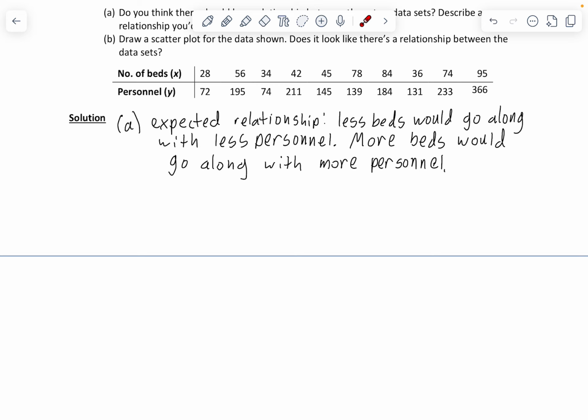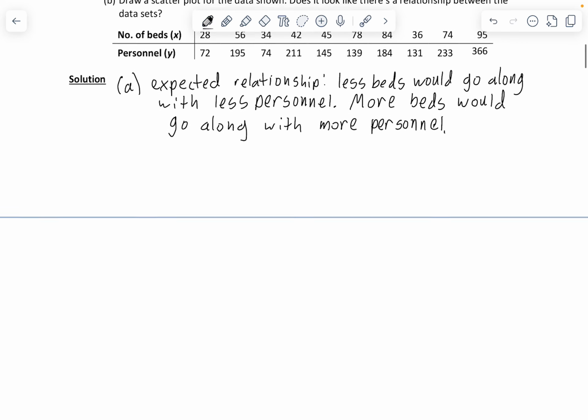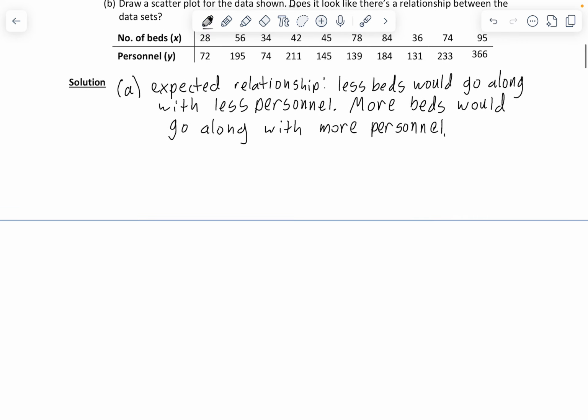To create a scatter plot, first we need to draw and label the axes. The information in the table, right? So like we said, X is number of beds. We always put X along the horizontal axis. We call that the X axis. So we'll go ahead and sketch my axes here.